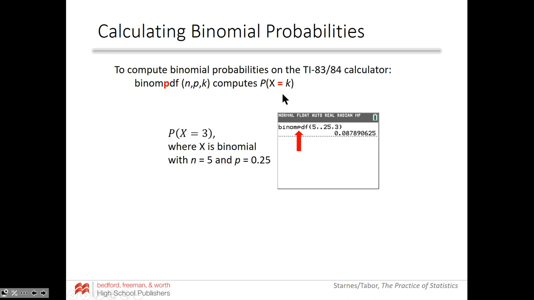So to use the calculator, a binomial PDF calculates the probability that x is equal to a certain number. If we want to find the probability that the binomial random variable x is equal to 3, we can use binomPDF, and I'll show you in just a second where you find this. In this situation, n is 5, because we're having 5 total kids. Probability of success is 0.25, and we want 3 successes.